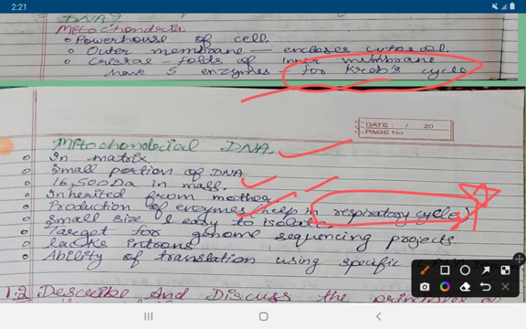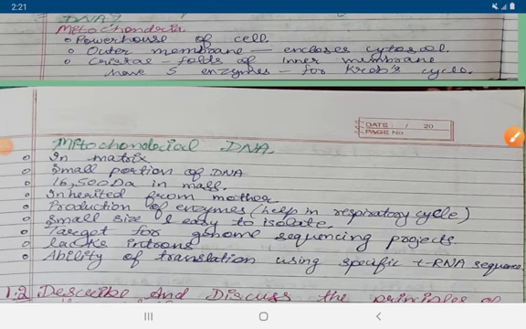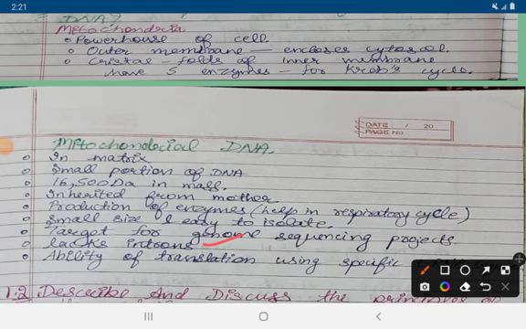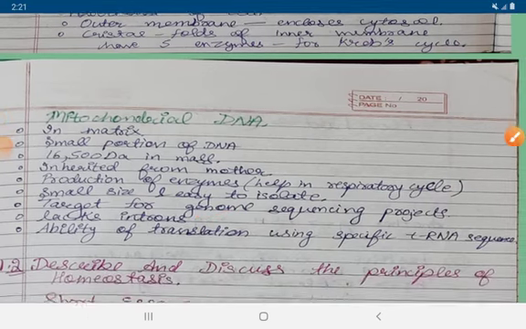Due to its small size and ease of isolation, mitochondrial DNA is a target for genome sequencing projects. Mitochondrial DNA lacks introns, as against the DNA which is present in the nucleus. And mitochondrial DNA has the ability of translation using a single tRNA sequence.